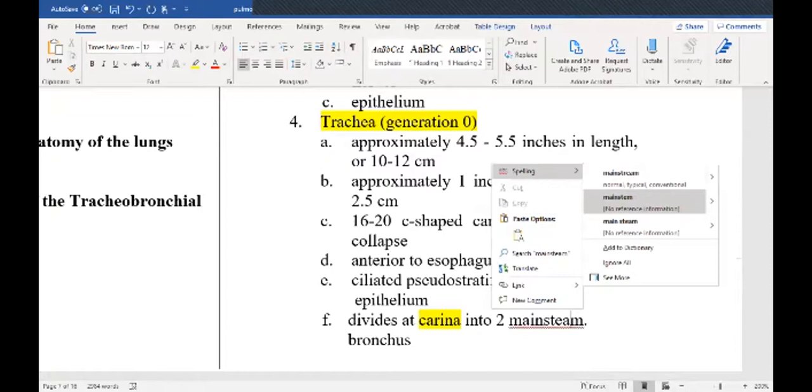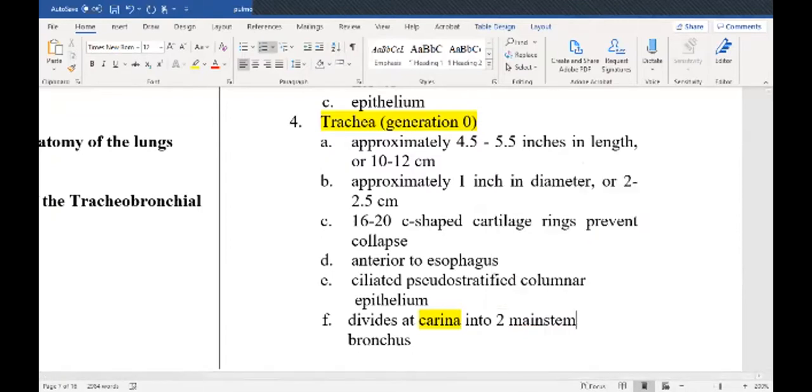Two main stem bronchus. Now, don't be confused, because usually when they have a picture of it, they say bronchi, but that's because it's plural. The first bifurcation is the left and right main stem bronchus. But when we're talking about them both, we say main stem bronchi, because we're talking about more than one. Each individual one is the right and the left main stem bronchus. That trachea divides at a place called the carina into the left and the right main stem bronchus.